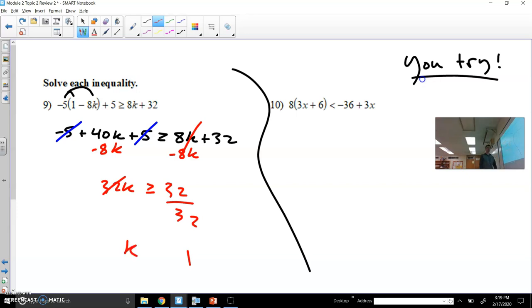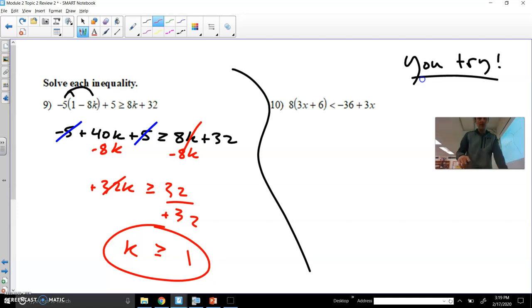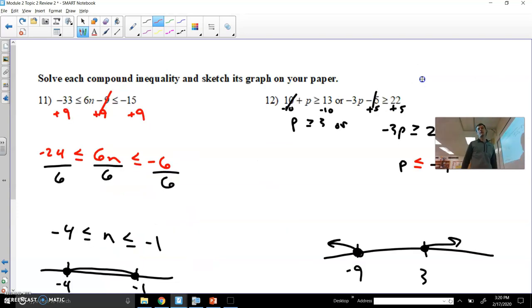Now, this is a case where you should not flip the sign. 32 was a positive value that was being divided, and so that sign should stay the same. It's only when you were to multiply or divide by a negative across that inequality that you would have gotten something different. So I'll leave number 10 for you to try as your own review, and we will try to go over that in class before everyone takes their quiz.